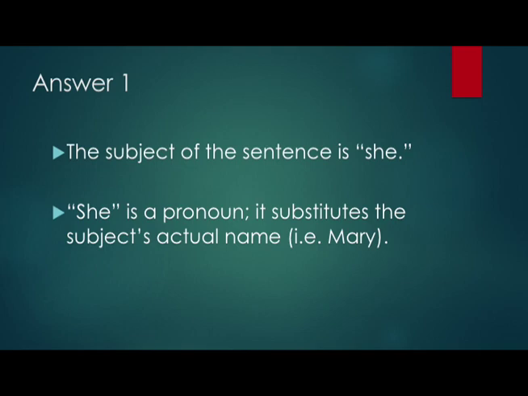The subject of the sentence is she. Okay. So in this case, she is a pronoun because it substitutes the subject's actual name. So we hopefully will know from context from a previous sentence who she is. It could have been Mary, Betty, whatever her name is, but hopefully we'll know from a previous sentence or some context who that is, so that she does not become an ambiguous pronoun.